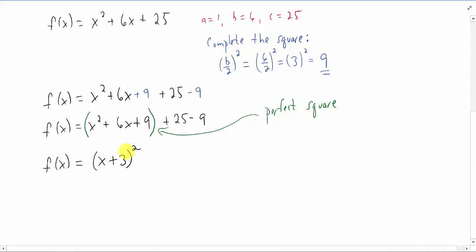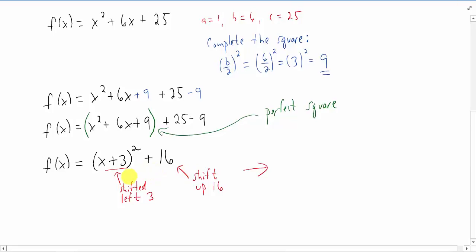You can double check that if you like. You can FOIL this out or distribute this thing out to get back these 3 terms. Now the 25 minus 9, I'm just going to do a basic subtraction. And now we have our quadratic function written in what I call vertex form, because it's very easy to pick out what the vertex is from this formula. As you learned in the previous chapter, this is just a basic quadratic which is shifted left 3, and this plus 16 says we shift it up 16 units. What this tells us is that the vertex of our quadratic is just the point (-3, 16).